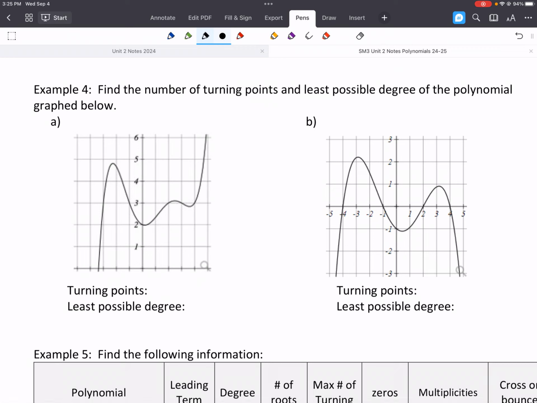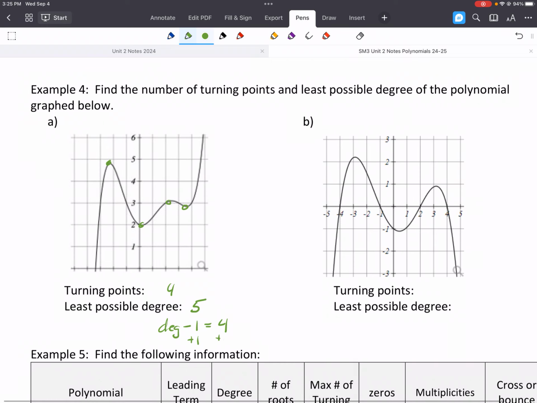We talk about this later on, but I'm going to hurry and do this quick. So turning points: 1, 2, 3, 4. And then we know that the degree has to be 1 more than that, which is 5, because the turning points is the degree minus 1. Degree minus 1 gives us the turning points, which we found by just looking at the graph. Then we add 1 to both sides to figure out the degree. So that gives us the 5.